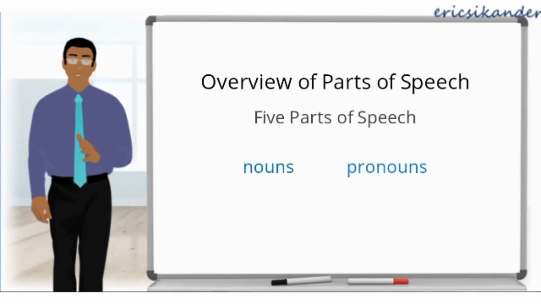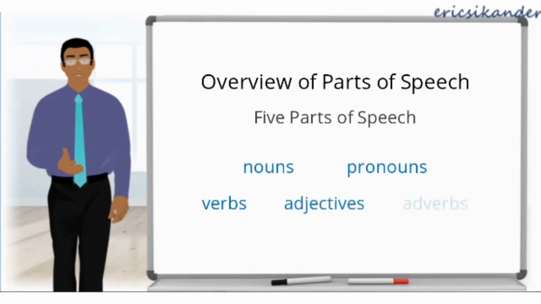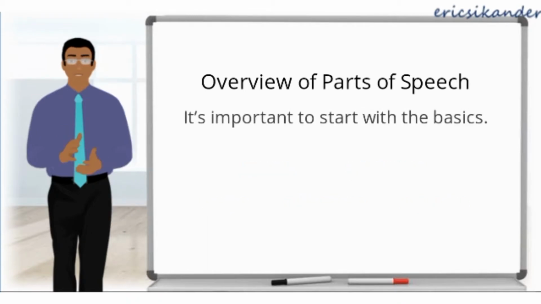Nouns and pronouns name people, places, things, and ideas. Verbs name actions. They tell what a noun does or how it is being. Adjectives and adverbs tell more about nouns, adjectives, adverbs, and verbs. The parts of speech work together to create sentences, and that's how you talk about ideas and events. It's important to start with the basics, like parts of speech.